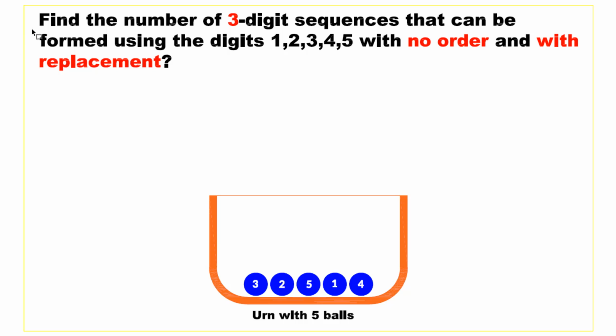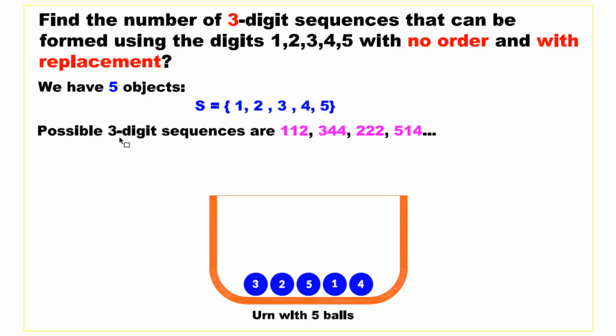The question is, find the number of 3-digit sequences that can be formed using the digits 1, 2, 3, 4, and 5 with no order and with replacement. So here we have 5 objects from 1 to 5, and the resulting sequence could have repeated digits, such as this sequence where 1 is repeated twice, 4 is repeated twice, 2 is repeated 3 times, and we are also going to have sequences with no repeated digits.